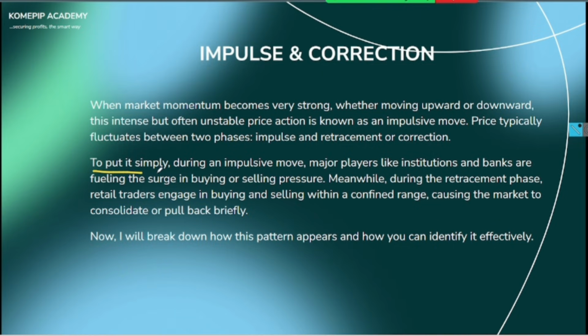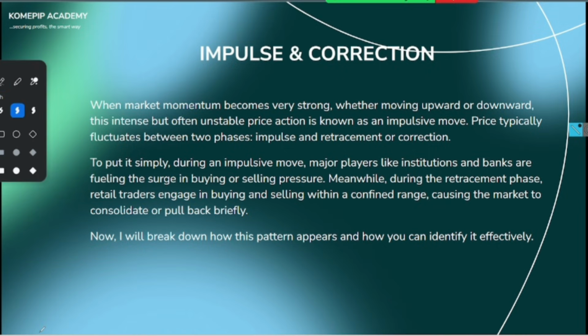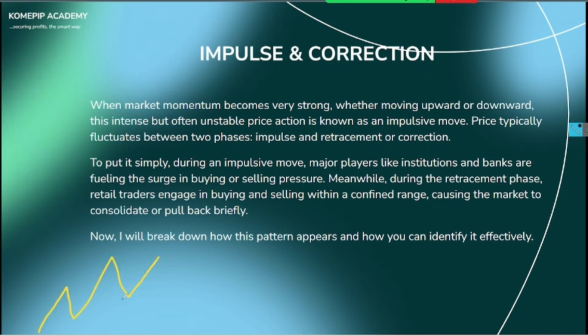All right. So to put it simply, during an impulsive move, major players like institutions and banks are fueling the surge in buying and selling pressure. Now, this is what I mean. In every swing level, there are buy stops and sell stops. So if we have a swing level here, for example, and you took a buy here, you did not just take a buy. Immediately you took the buy here, your broker also took a sell here. So if you took a sell here, your broker also took a buy here.